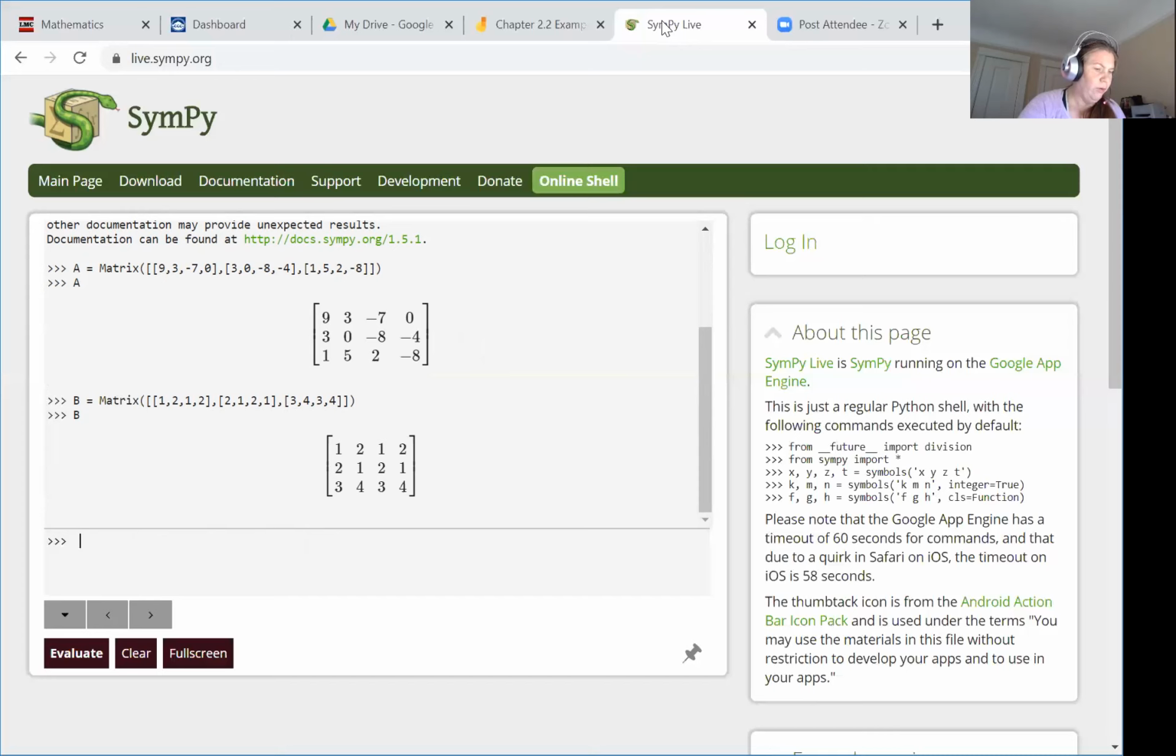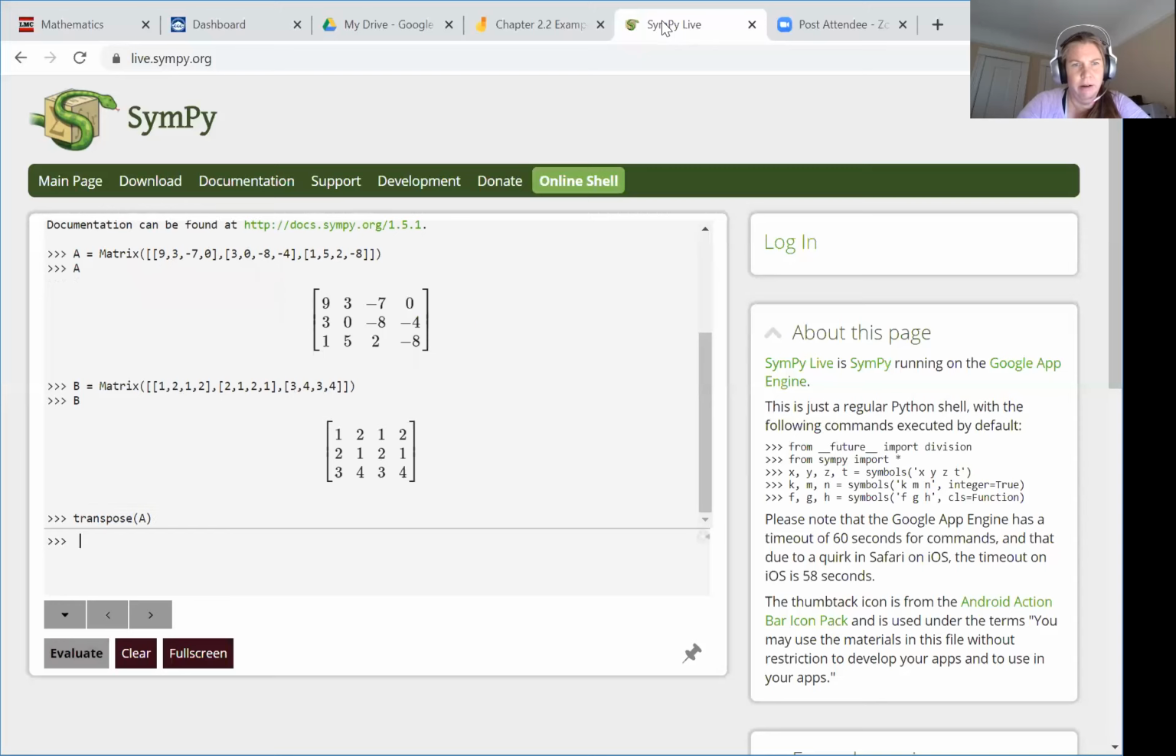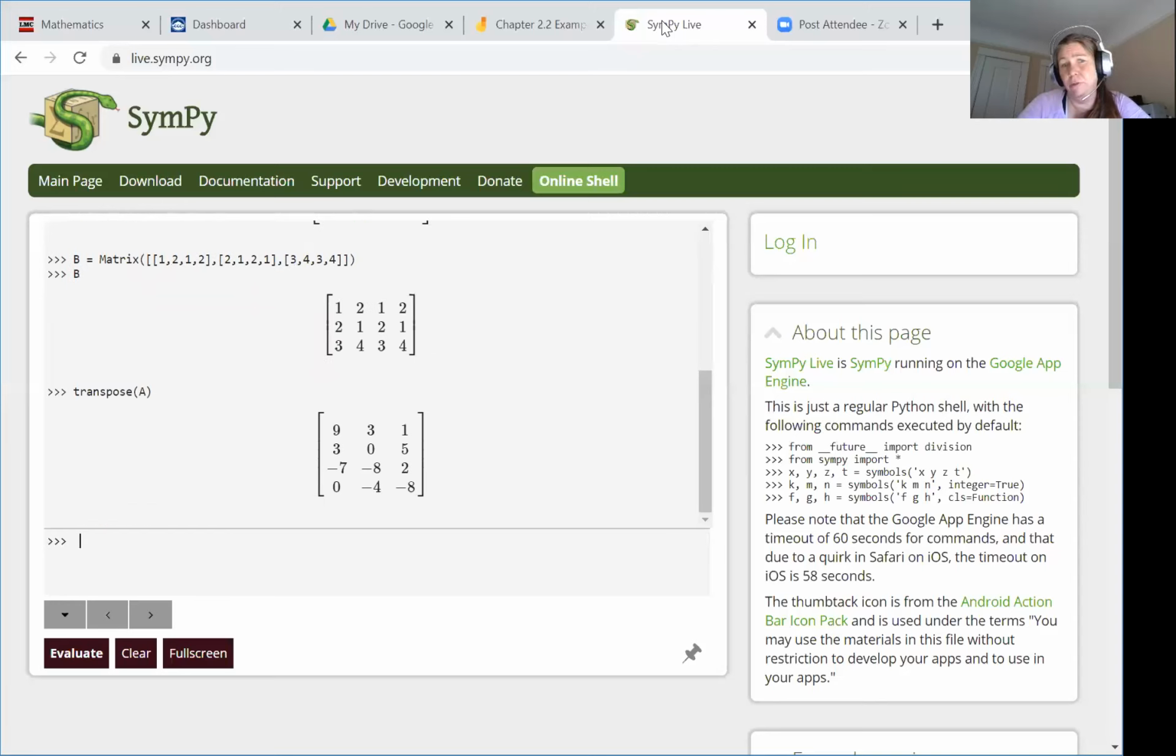Okay, so to verify property 1, we want to define the transpose of A. There are two ways you can do that in Sympy. One is to say transpose of A in here, and we get the transpose, which is an exact match for what we calculated by hand. The other option is to say A dot T, and that also gives us the same result.